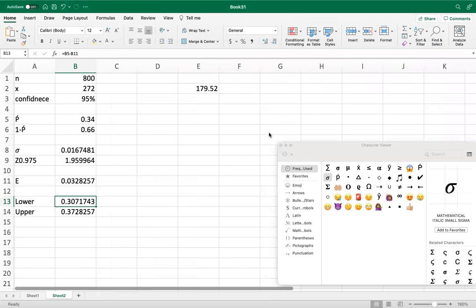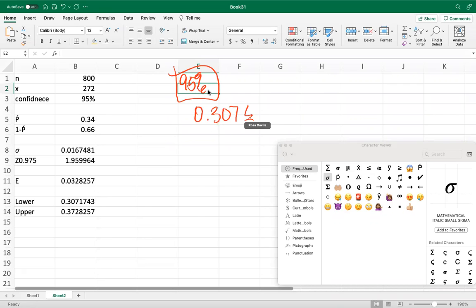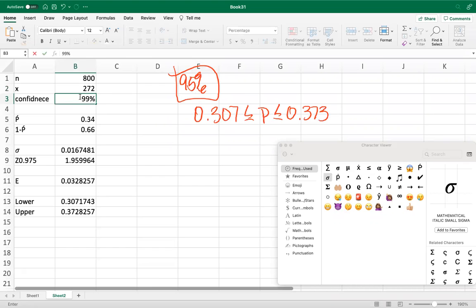All right, so what we'll do is kind of leave these numbers here. What we're doing is, we'll just write it out. All right, so with 95% level of confidence, we said that 0.307 is less than or equal to our population proportion, which is less than or equal to 0.373. And now what we're going to do is just change this from 95% level of confidence to 99% level of confidence.